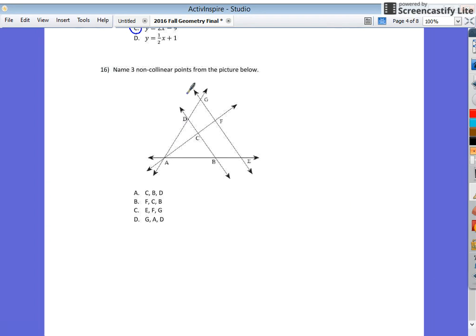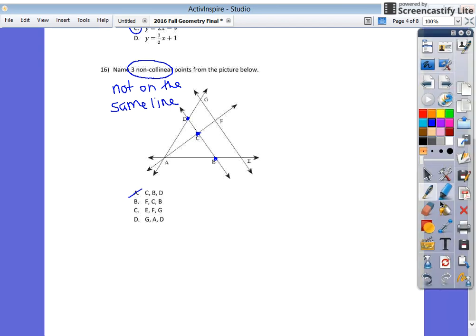On number 16, we are naming 3 non-collinear points. Again, non-collinear means not on the same line. So we need 3 points that are not on the same line. If we look at answer choice A, we have C, B, and D. Those are all on the same line. So those are collinear, so that's not what we're looking for.